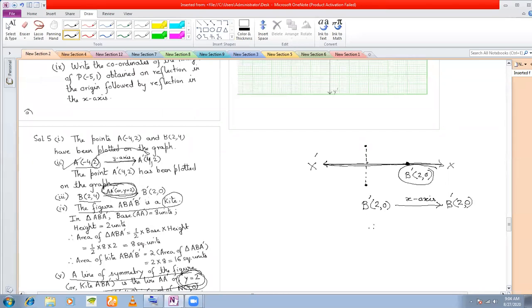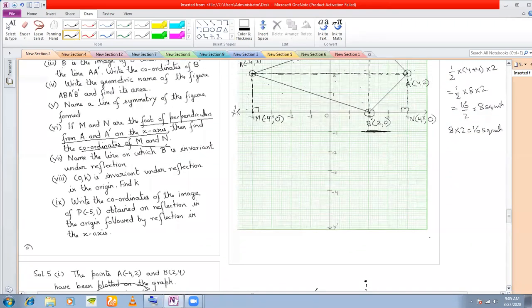So therefore, B dash is invariant under reflection in the x-axis. Okay.